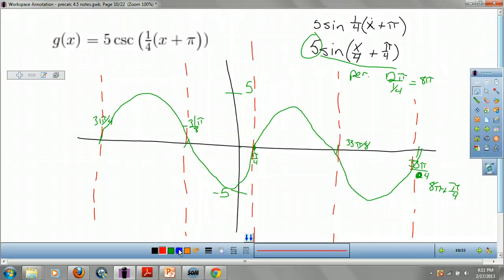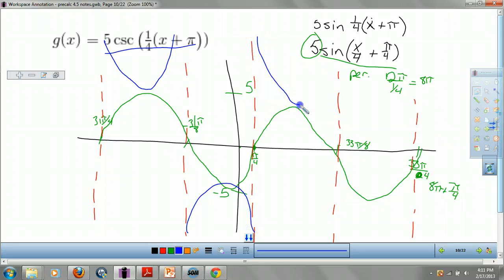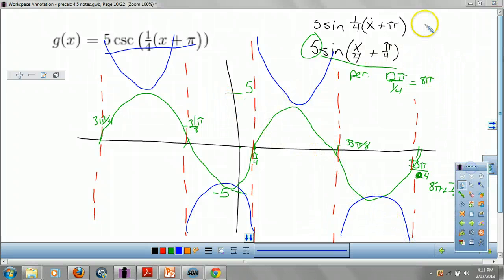Now I'll use good old blue to graph our actual cosecant. You go to your hills and you just draw them opposite the way they're facing. So the blue is our cosecant. And there we go. We're done.